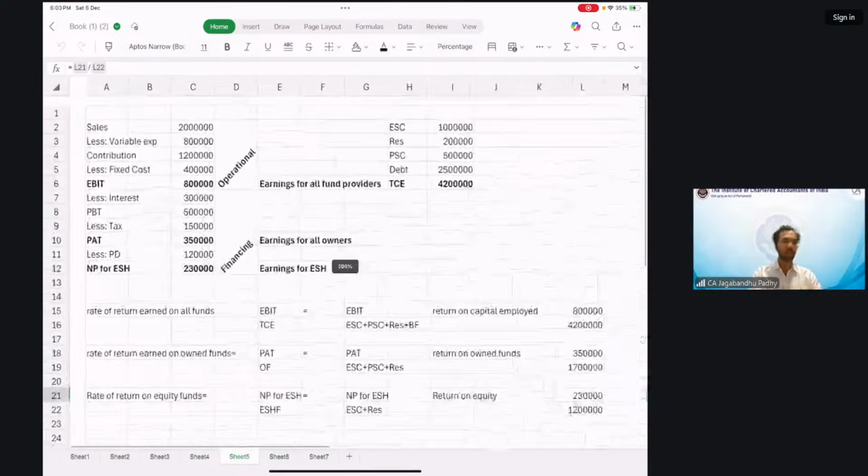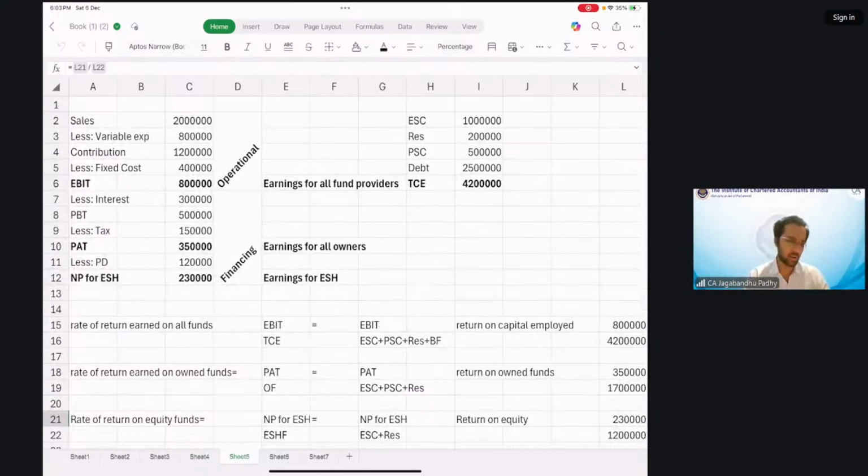Then we discussed how the P&L can be bifurcated into two sections, one comprising the operating part and another comprising the financing part. Operationally, we can say that the income statement runs up to EBIT. After EBIT, whatever happens with regards to interest or preference dividend happens because of the financing part. So EBIT is essentially the earnings for all our fund providers. PAT is the earnings for all the owners, and net profit for equity shareholders indicates the earnings for the equity shareholders.